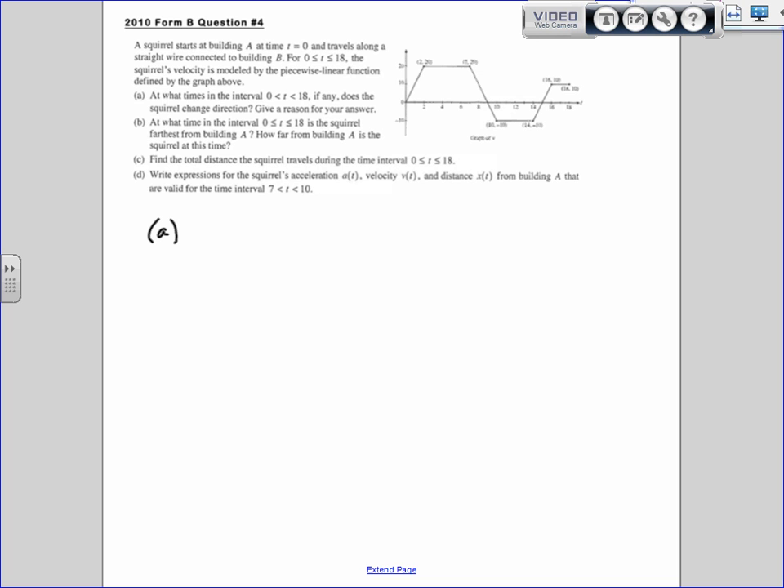So for part A, this is the velocity function. It says graph of V. So where is the squirrel changing directions? Yes, the squirrel changes directions at t equals 9. And do I have seconds or anything? Did it say anything? No. Okay, t equals 9 and t equals 15. And then we need to give a reason for your answer. So we're going to say because v of t changes sign.